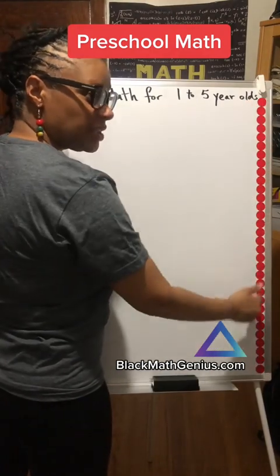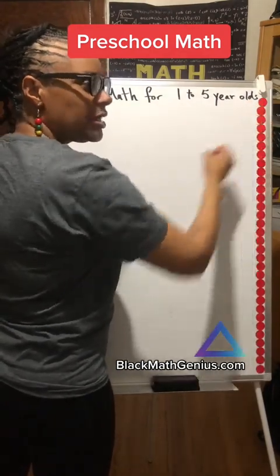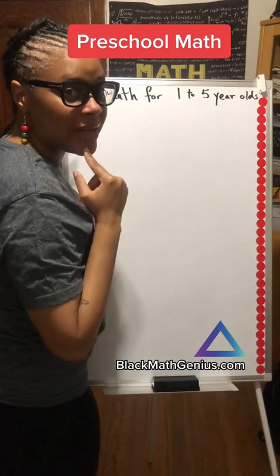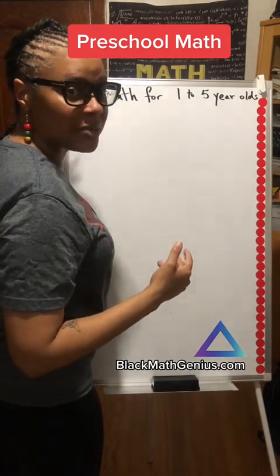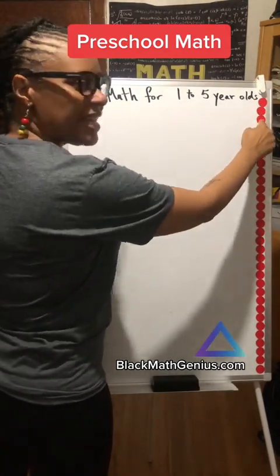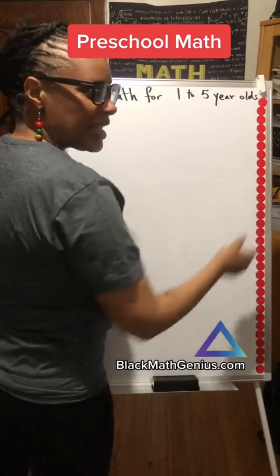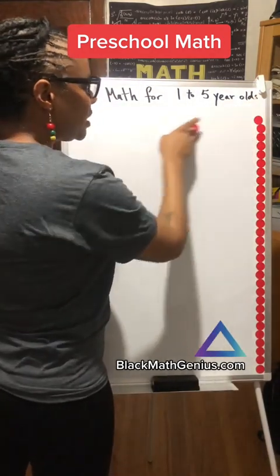Notice I have manipulatives here. They can touch. They can use their fingers. It's okay to do that. You can do it with Cheerios. You can do it with M&Ms. But you want to let them connect with the mathematics. Now, they can count. How many?